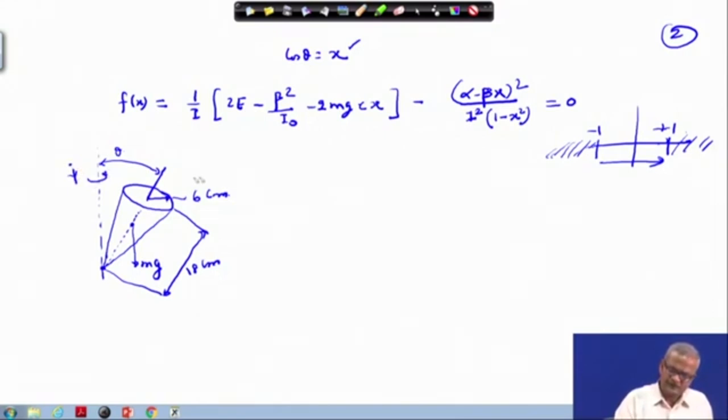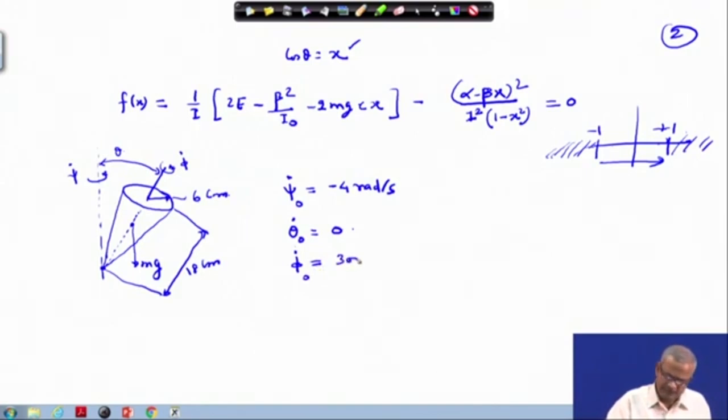Mostly there is the psi dot and this is phi dot. So, psi dot is given to be minus 4 radian per second. And this is the initial value, and theta dot 0, this is 0. Okay. The initial nutation rate is 0, and the spin rate is given to be phi dot 0 to be 300 radians per second. And theta 0 is given to be 30 degree. Okay, and for this we need to work out the problem.